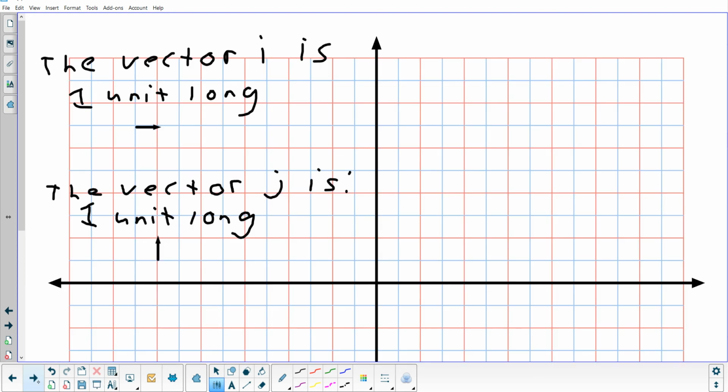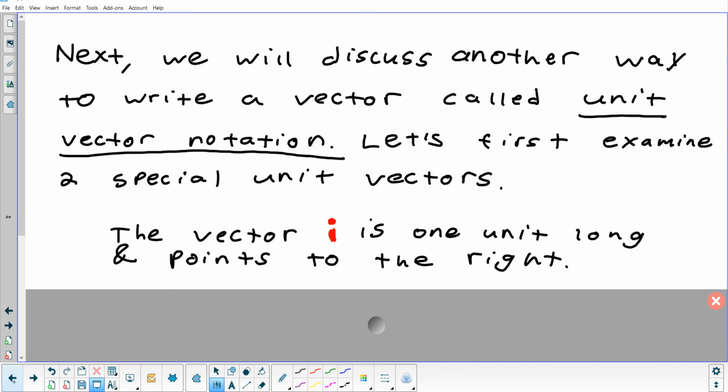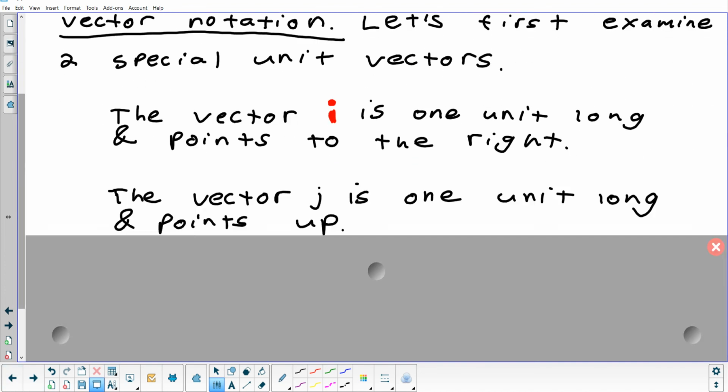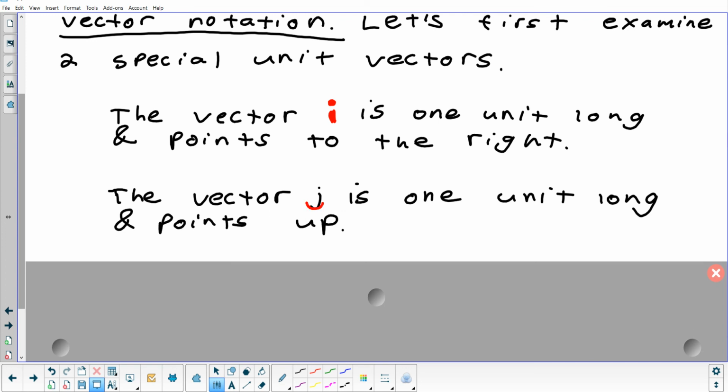If you want to see a picture of it, it's right there. So i is 1 unit long, and it points to the right. The other special unit vector that we use in 2D is j. j is another special unit vector, and it points 1 unit up. So if you're picking names for vectors, you're not allowed to pick i or j. And technically when we get to 3D, you're not allowed to use k either.